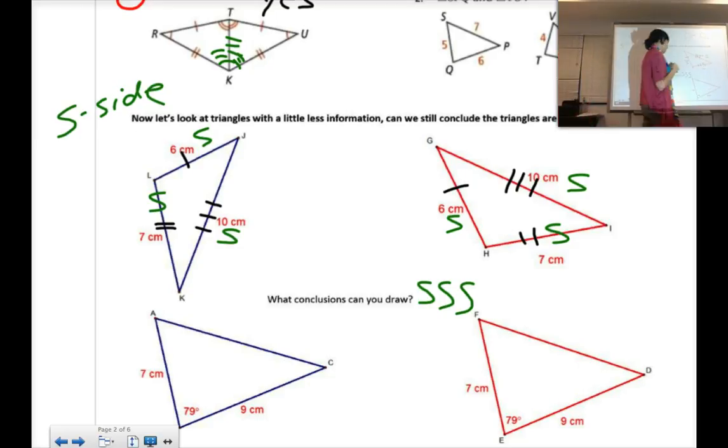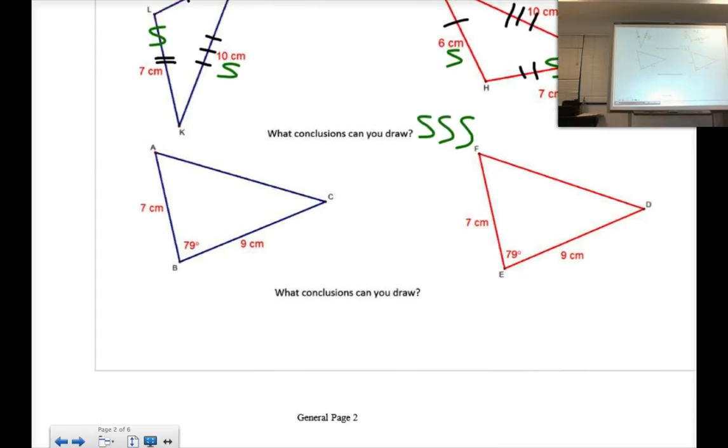All right, let's look at the next one. What am I going to do first for the next one? Tick marks. So on your page, do your tick marks. Don't wait for me.